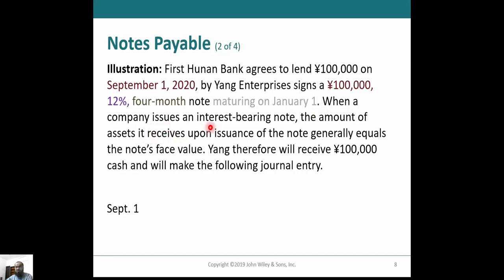So when a company issues an interest-bearing note, the amount of asset it receives upon issuance of the note generally equals the note's face value. So the company, Young, who is borrowing, will receive 100,000. So the accounting entry will become, we debit the cash, increase the cash on the asset side, and increase the liability on the right-hand side of the accounting equation. We credit the notes payable.